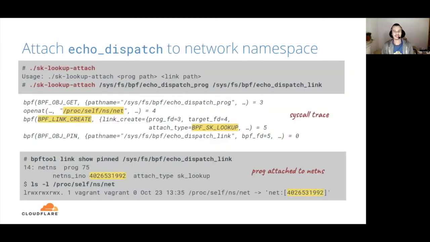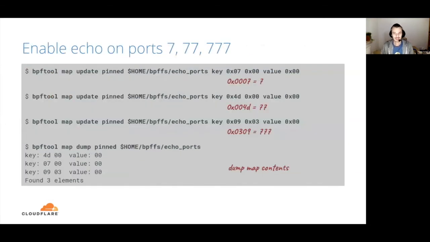What's left is to put our BPF program in action by attaching it. Sockets live inside the network namespace, and so we attach the echo dispatch program to a network namespace by creating a BPF link to it. Next, we also need to configure the dispatch program. For that, we populate the echo ports map that drives the dispatch program by inserting the 3 port numbers where we want the service to be available into the map.